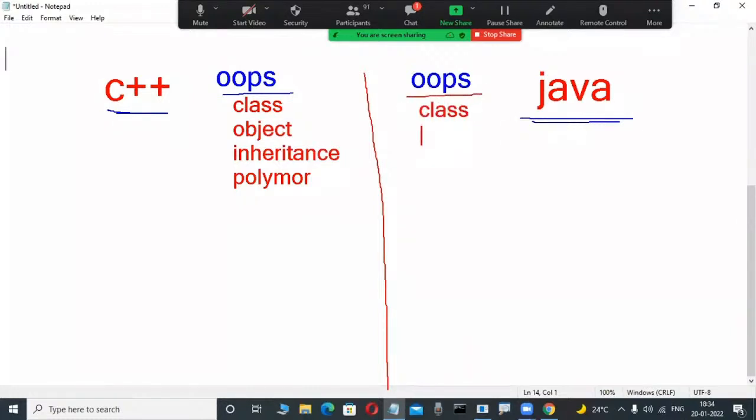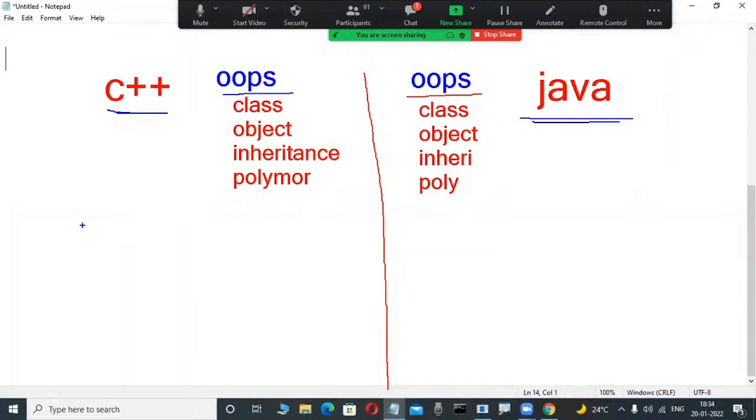What is an object? Some concepts are there or not? Yes, here. What is inheritance? Yes, here. Again, what is polymorphism? So many concepts are there. That's why conceptually class, object, inheritance, polymorphism are the same in C++ and Java. Conceptually, what is a class, what is an object, what is inheritance, what is polymorphism, encapsulation, binding, like this. Okay, but observe here.